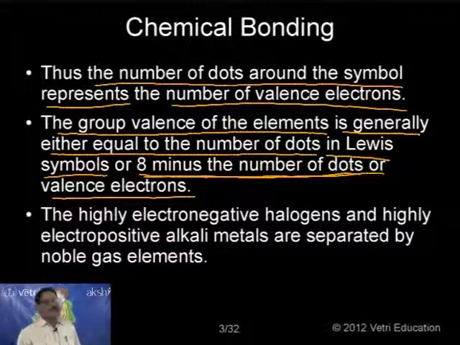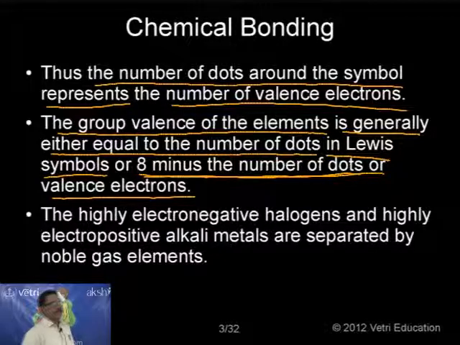Go for oxygen. The outermost electron configuration is 2s2 2p4. So 6 electrons in the outermost shell. So 8 minus 6 means 2. The valency of oxygen is 2. Oxygen, sulfur, selenium, tellurium, that is that particular family. The same we go for halogens. 7 electrons. That is fluorine, if you take 2s2 2p5. 7 electrons in the outermost. So 8 minus 7, 1.